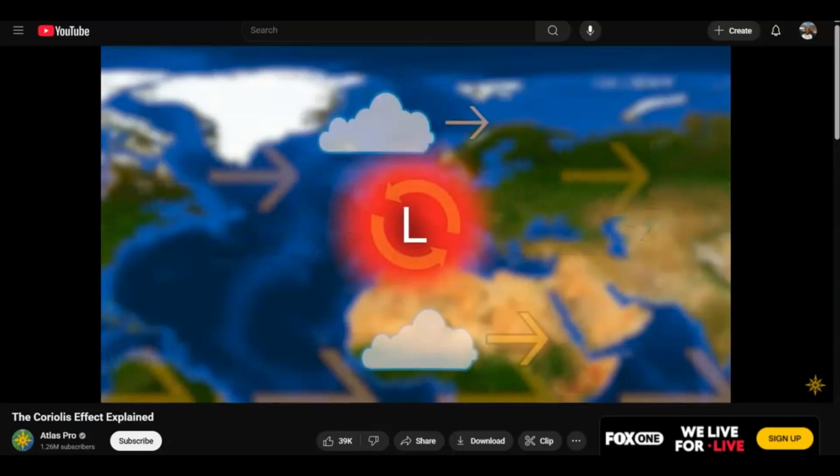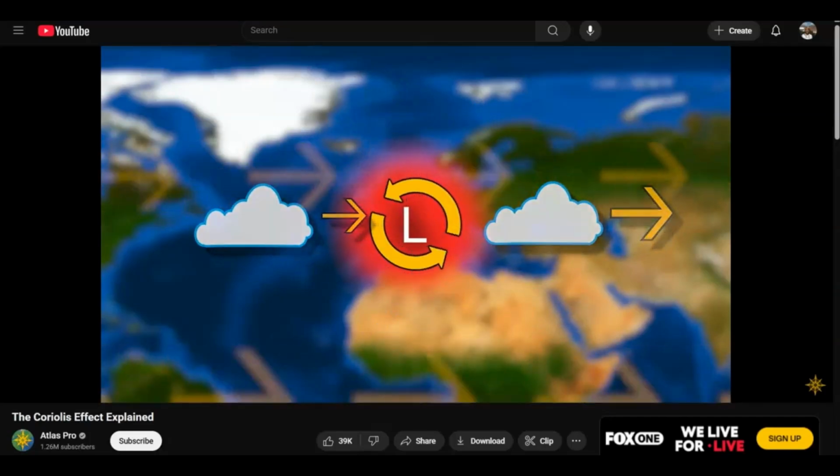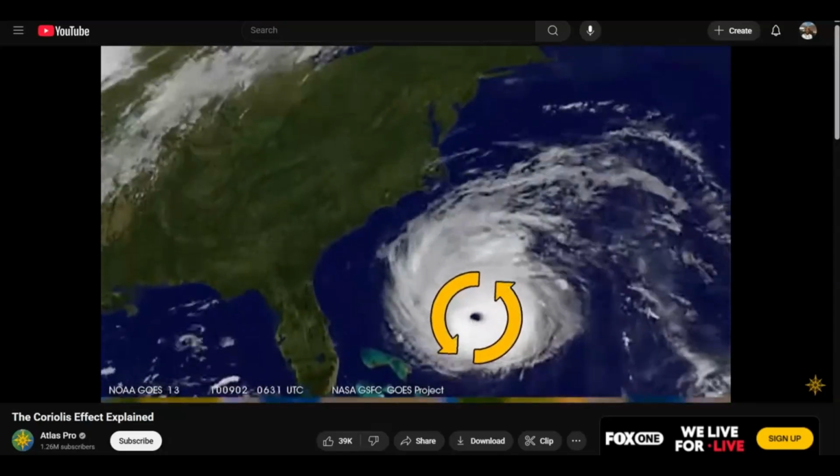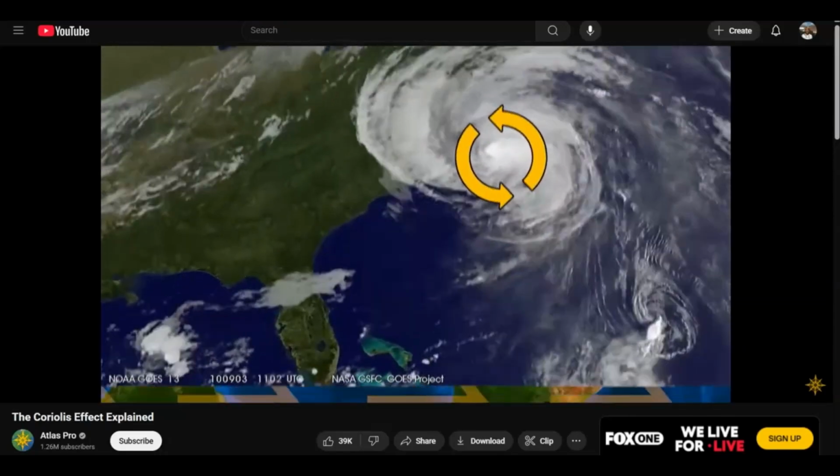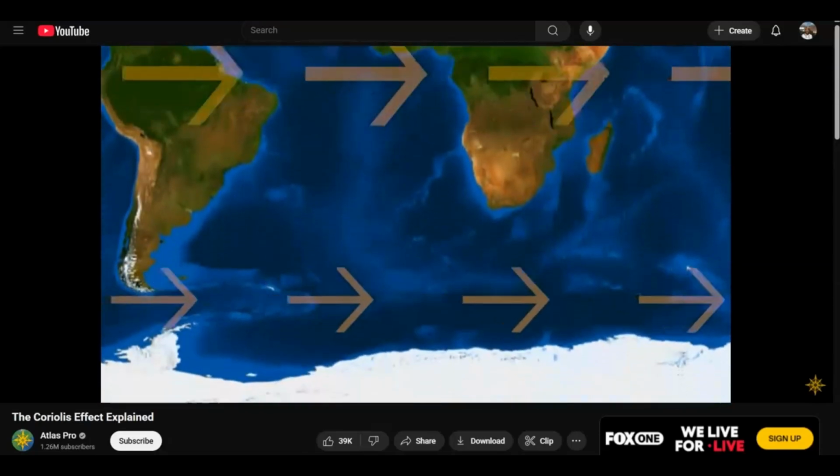What this results in is a circular air current spinning counterclockwise, and that's exactly what hurricanes are, low-pressure cells spinning because of the Coriolis effect. Moving this example down to the southern hemisphere, things are reversed.